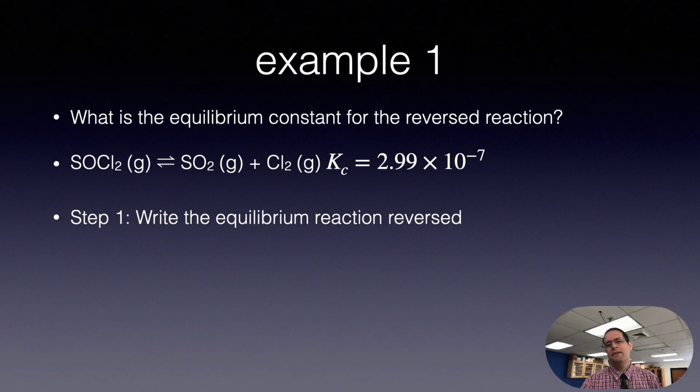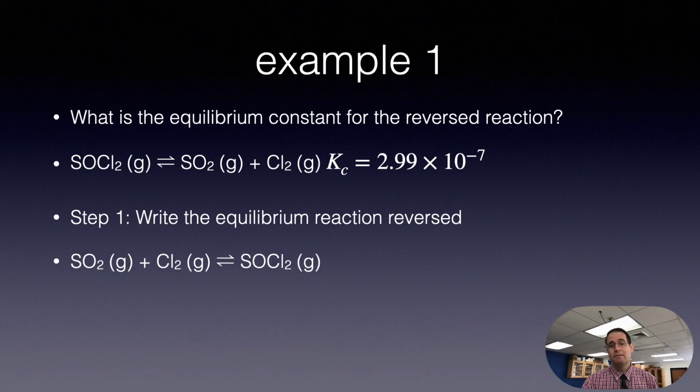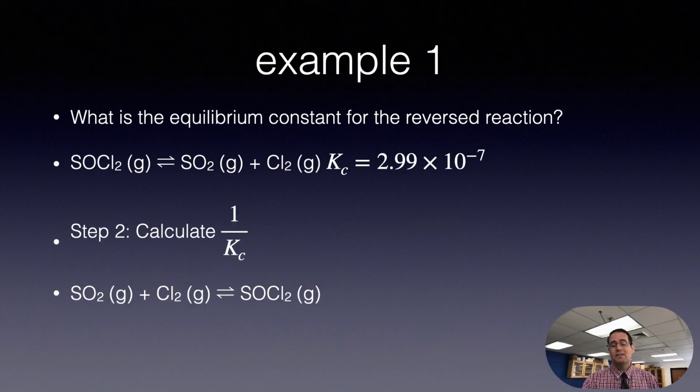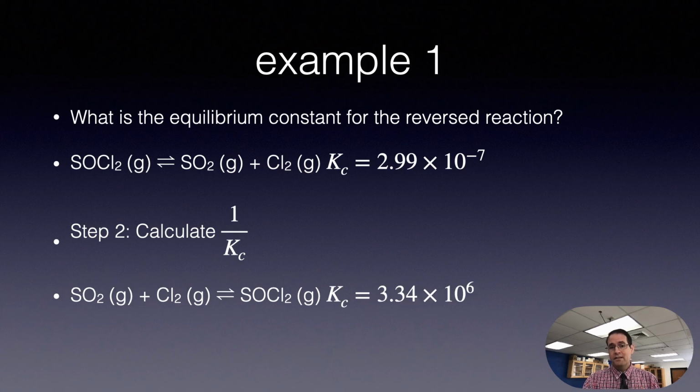First, we want to write out the equilibrium reaction in reverse. So you just flip everything, okay? And that's all. Keep the balanced chemical equation the same. Now, in step 2, we want to calculate 1 over the Kc value. So this is where you want to grab your calculator and see if you get the same number I get on my calculator. So here, I do 1 divided by that number, and I get 3.34 times 10 to the 6th, okay? So that's how you do it. You just do 1 divided by the number if you're flipping a chemical reaction.